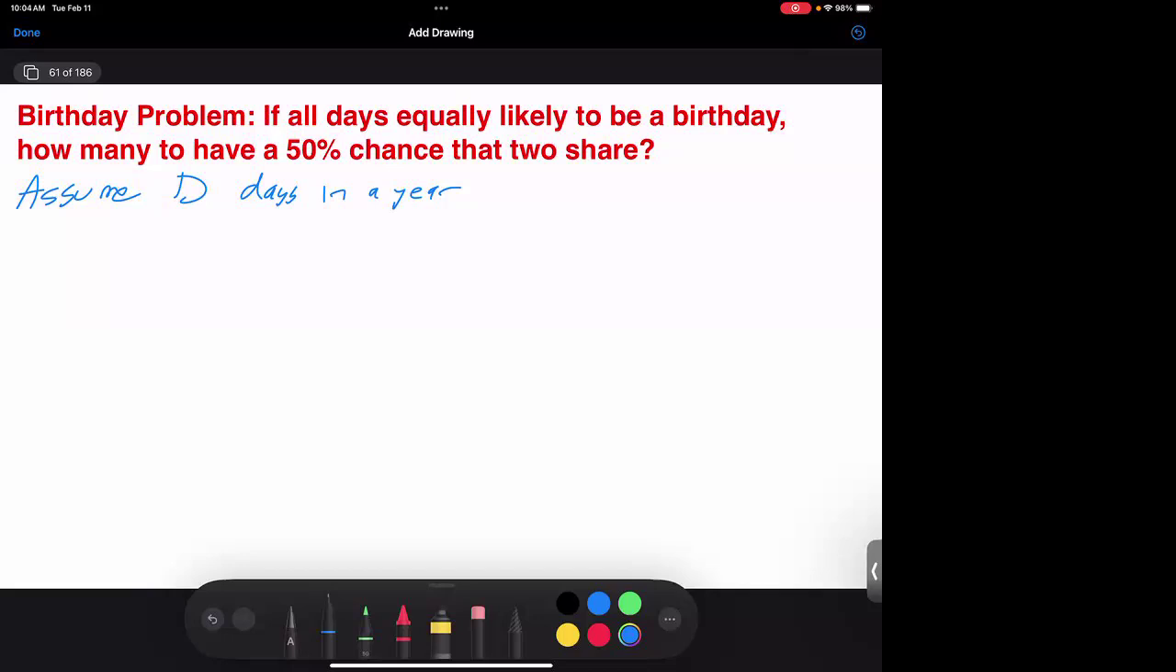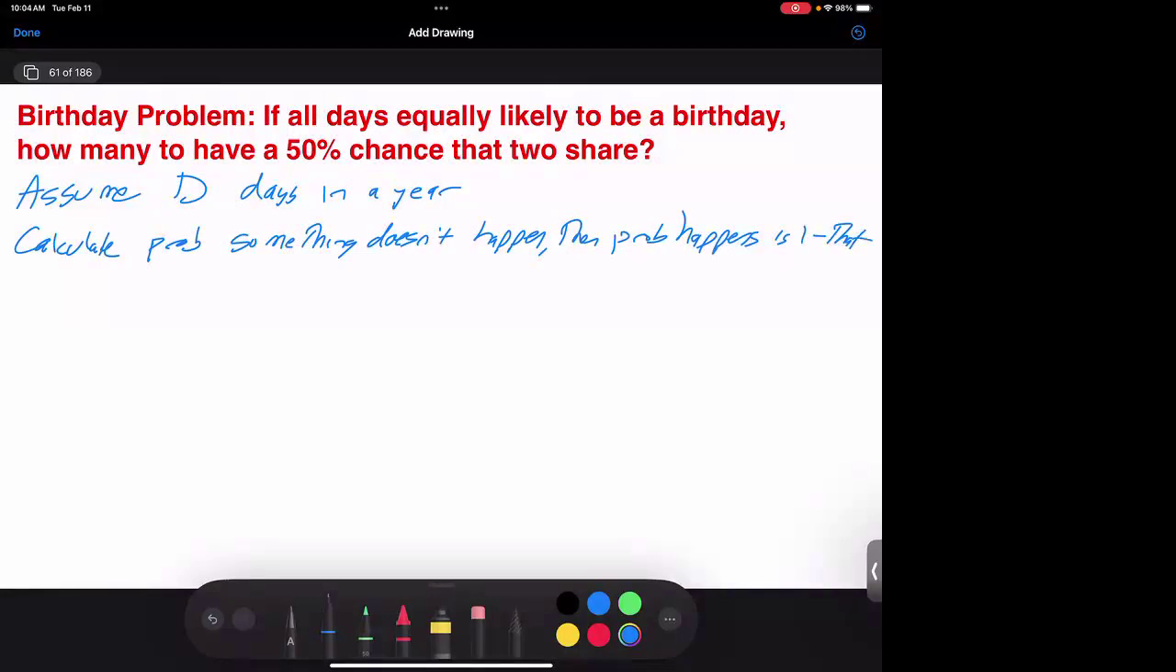So we want to calculate the probability that two people share a birthday when we have n people. And so we can imagine the people coming in one at a time. And for a lot of things in probability, it's often easy to calculate the probability something doesn't happen, and then the probability it happens is 1 minus that. So what's the probability no two of n share a birthday with D days in a year?